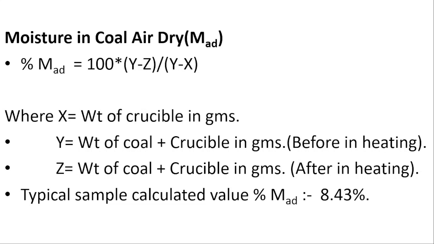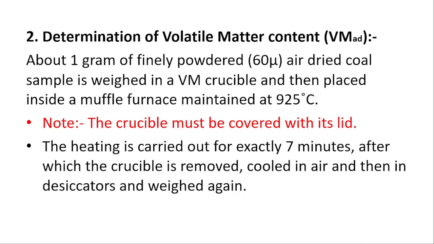For a typical sample which was collected, the value of moisture in coal on air dry basis was calculated, and it was found to be around 8.43%. Second is the determination of volatile matter, VM, volatile matter content. This is VM air dry basis.